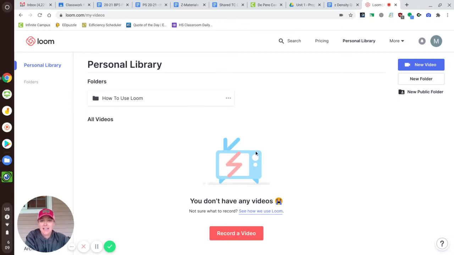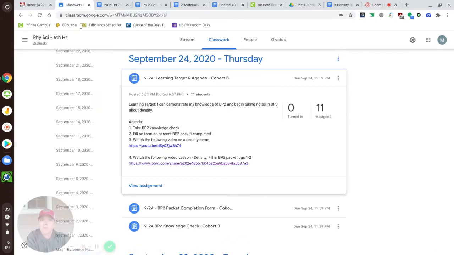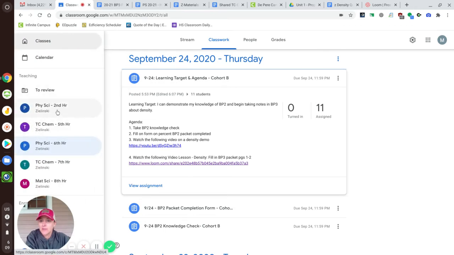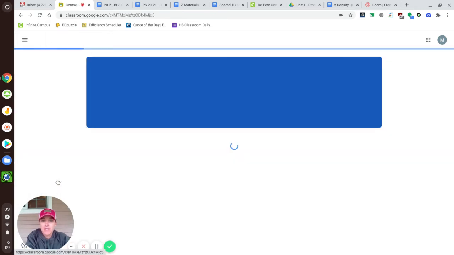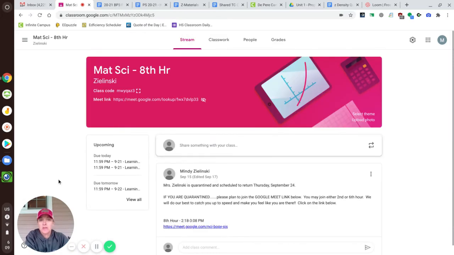Hi, you guys. I am going to try this Loom feature for the first time. You probably have had other teachers do this, but we are going to be just filling up some notes in our packet, and it's in this BP2 notebook. So I'm going to pull it up virtually so that you know what I want you to get out and what page to get to.